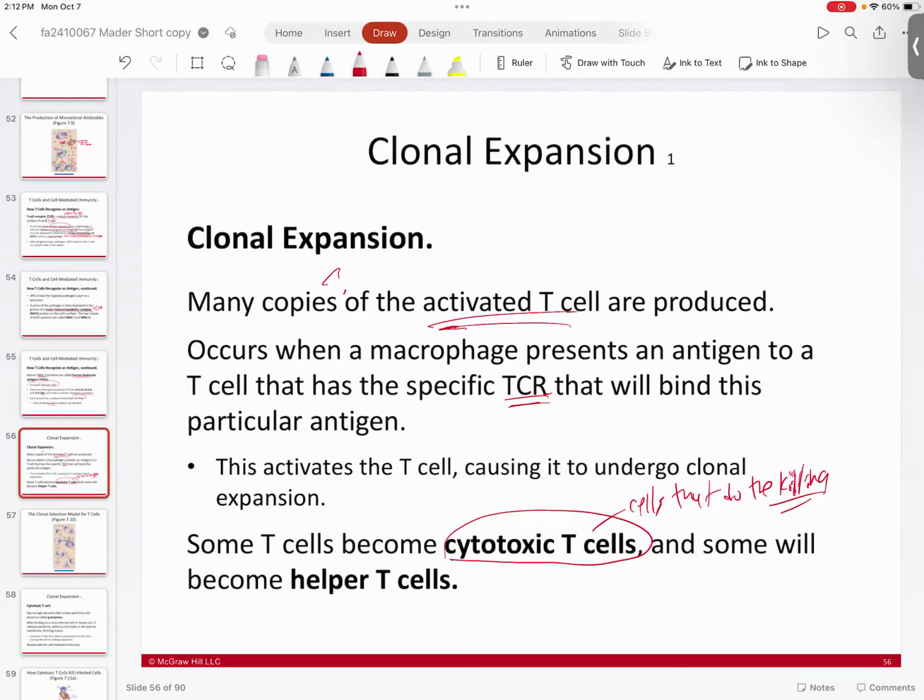Okay, and then some of them will also create your helper T cells, right? These are the ones who are regulating and controlling it. So these are basically the tactical officers.